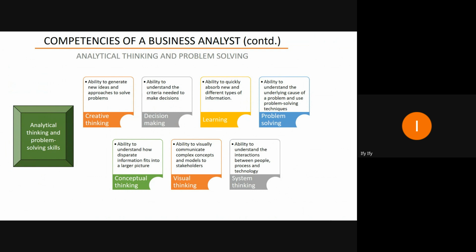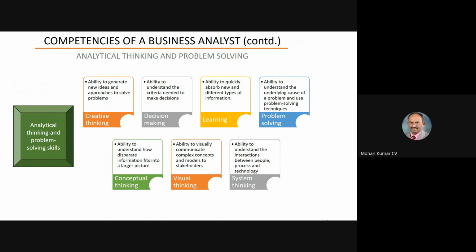Can you tell me the 7 competencies under the category analytical thinking and problem solving skills? Critical thinking. Creative thinking, decision making, learning, problem solving, conceptual thinking, visual thinking and system thinking. Very good, very good. So you got the idea.